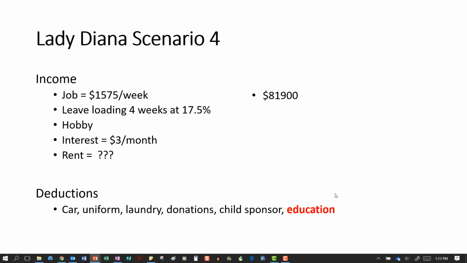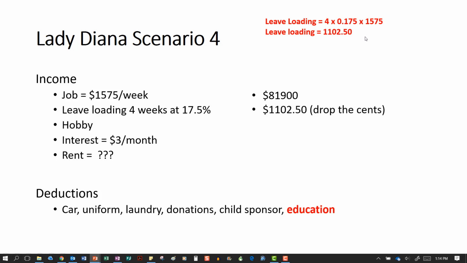So the job income was $81,900. This is multiplying the 1,575 out by 52. The leave loading is 4 weeks at 17.5% of the actual weekly pay. So this is an extra $1,102.50 for the year. Now we drop these cents. These cents do not get entered into the e-tax, so therefore you can't have them in your paper version. The hobby was $7,700. The interest for the whole year was $36, and we still need to determine the rent.